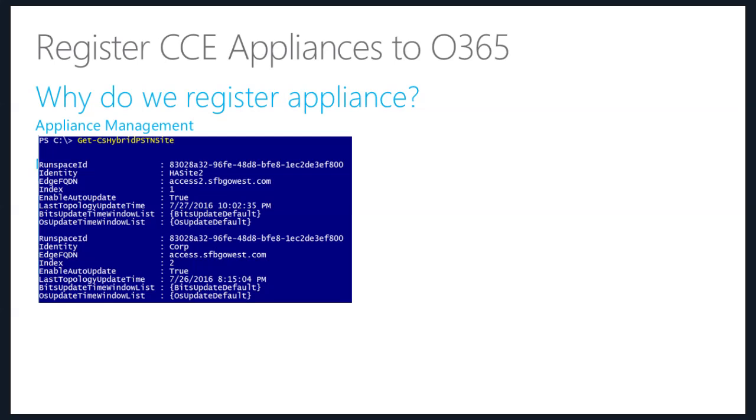Now, when we think about appliance management, well, what's interesting about that? Well, take a look at the output here from our commandlet Get-CsHybridPSTNSite. This allows me to actually see the appliance information for this particular site. In this case, I'm looking at HA site 2, and I'm actually able to see all of the relevant information for my Cloud Connector appliances that are deployed in this particular site. I can see whether auto update is enabled, for example. I can even see the time windows that I have set, and we'll talk more about that when we get into the auto update section here in just a second.